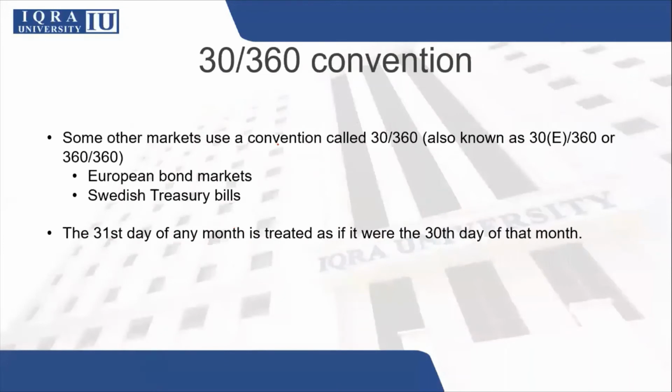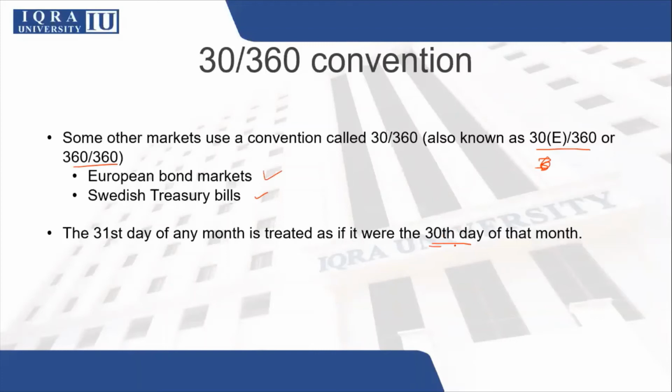Okay, so moving ahead to the 30/360 convention, there are some exceptions to the two conventions that we have already studied. For example, Swedish treasury bills and the European bond markets use a convention called 30 divided by 360, and it is also denoted in this way, or also called 360 by 360. In this convention, the year has 360 days, and the number of days in the period is calculated differently from the calendar. So each month is assumed to have 30 days, regardless of what the calendar says.